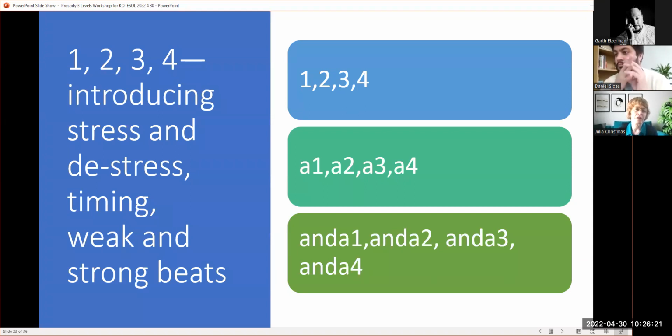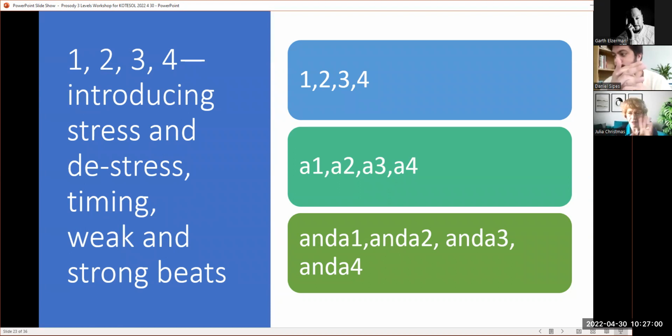This is how I introduce the very first step of prosodic features, this and the next slide. This is a really simple activity where you just say the numbers. Have the students say them first. 1, 2, 3, 4. A 1, a 2, a 3, a 4, and a 1, and a 2, and a 3, and a 4. So you've got the original numbers, and then you have stress and de-stress with the rhythm and the tempo of English.